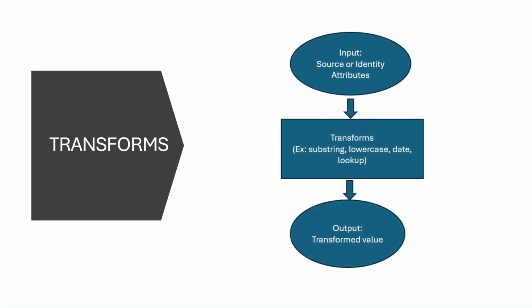A typical structure of the transform is to have an input as a source attribute, a transform is applied on that, and the transform value is the output. I would like to give an example of a lookup transform.